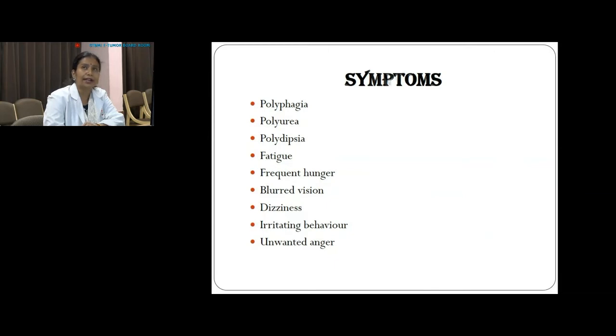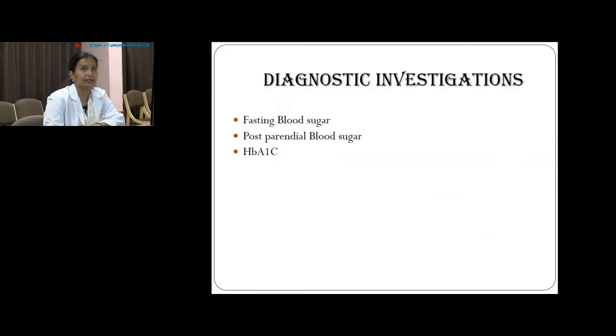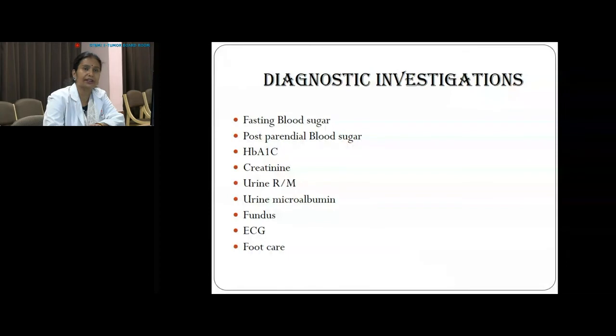Diagnostic investigations are fasting blood sugar, postprandial blood sugar and HbA1c. If a person is diagnosed with diabetes, some other investigations are required yearly: creatinine, urine routine microscopy, urine microalbumin, fundus, ECG and foot care for all diabetic patients on a routine basis.